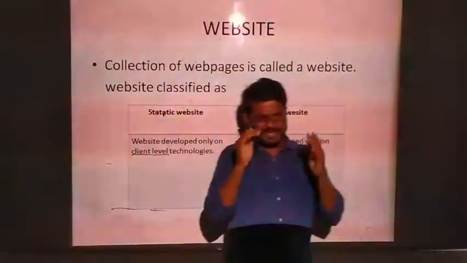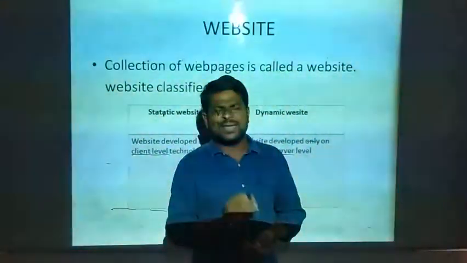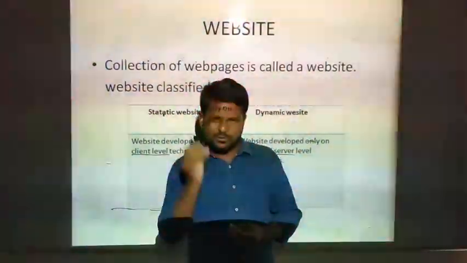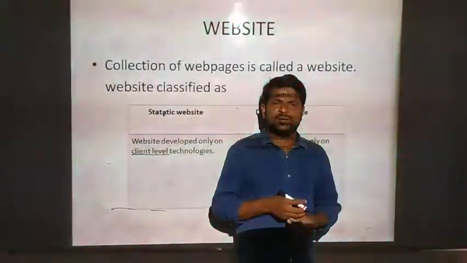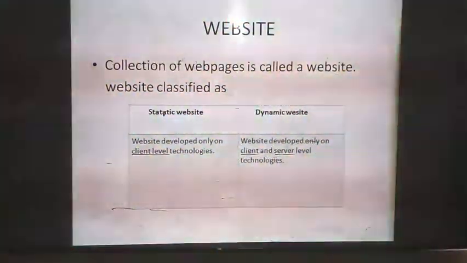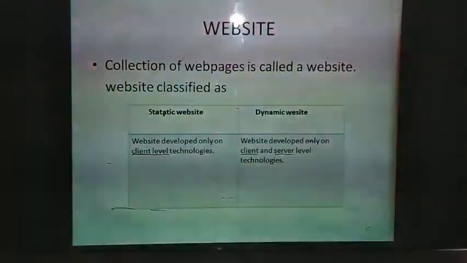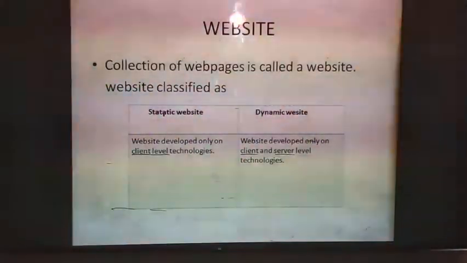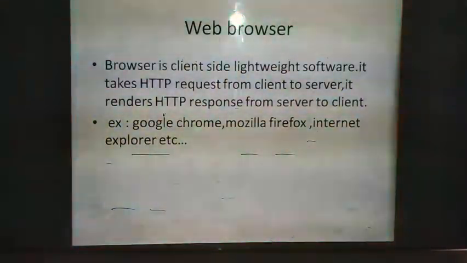If you are searching something over the internet or Google, you will see many web pages related to a particular matter. If you want to search about some matter, you will see many web pages. So website is nothing but what? Collection of web pages is nothing but a website. Now, types of websites are static website and dynamic website. If you see the next one, that is web browser.